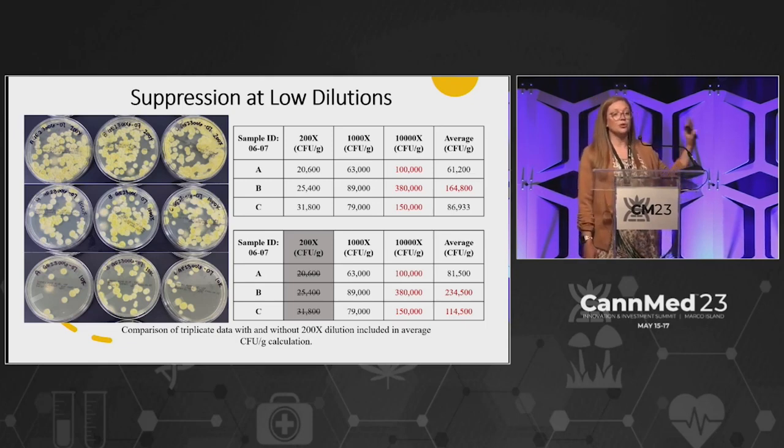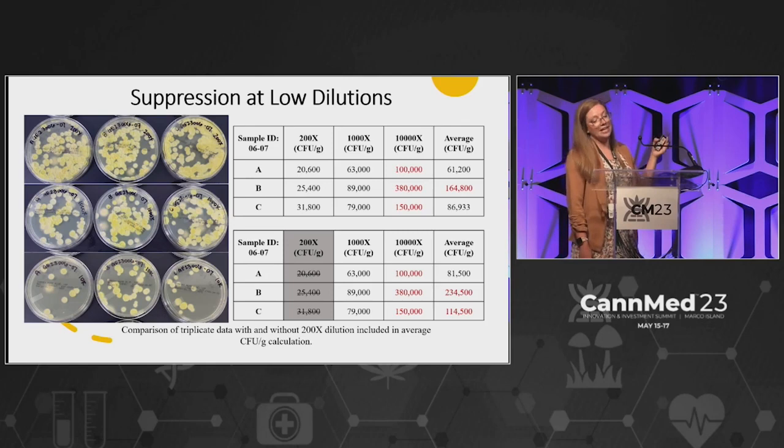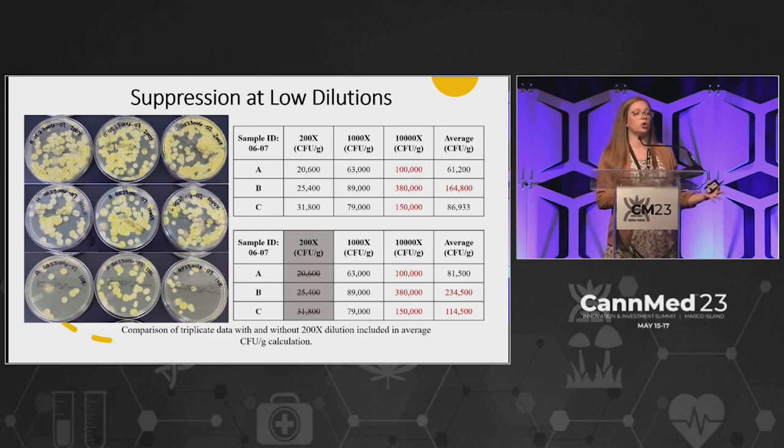However, if you're using this 200x, it is going to drive your overall average down. You can see if you ignore it, your average goes from 61,000 to 81,000. It goes from 165,000 to 235,000, and from 86,000 to 115,000. So the dilutions you use are crucial if you are plating. You need to be making sure you're using dilutions that make sense for your sample and for your sample type.